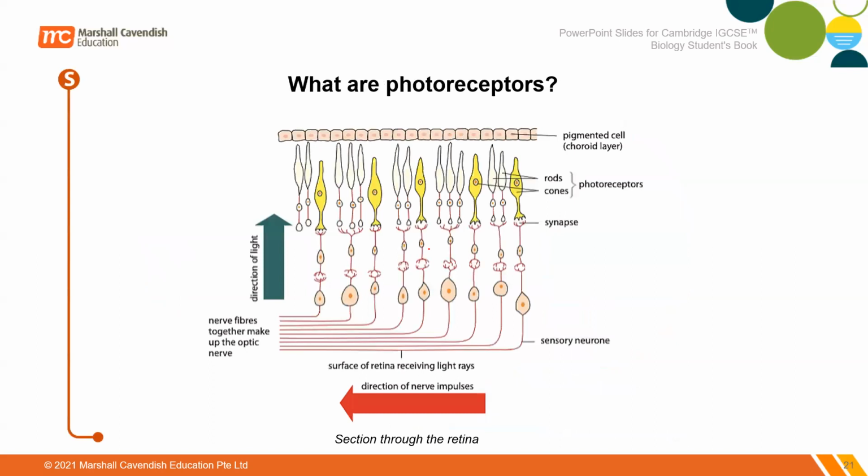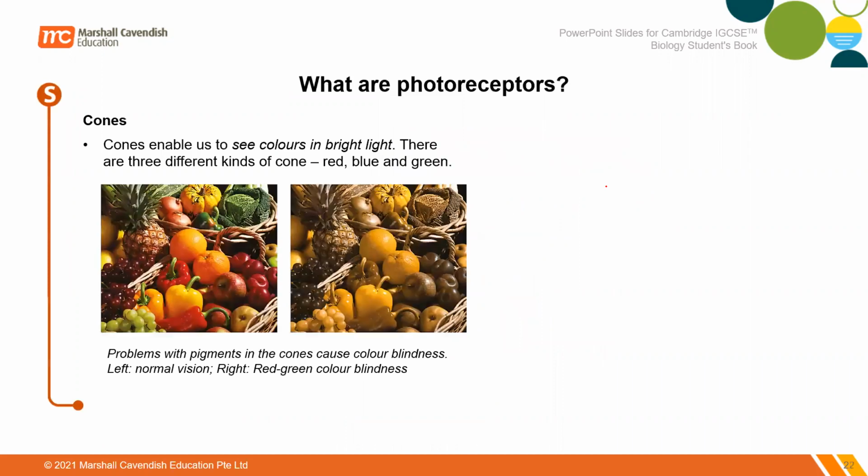This is to show you the rods and how the photoreceptors send the electrical impulses through the synapses or synaptic area to the brain. This is the direction of light. We have a lot of sensory neurons, and through the synaptic area we have rods and cones, considered as photoreceptors, and then the message will be transmitted to the brain.